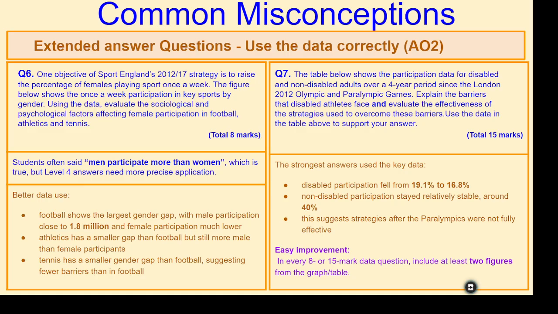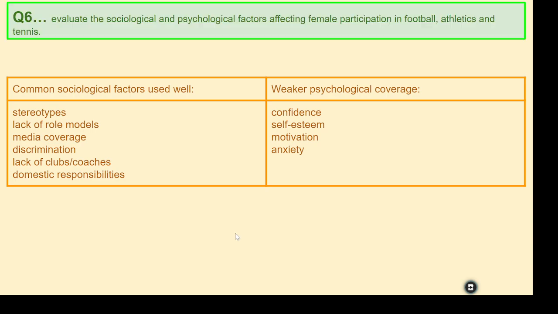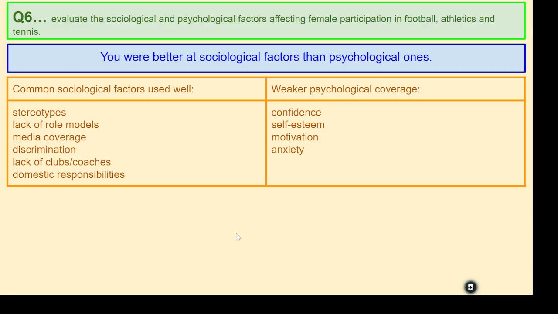Note the bit that I've put in purple. Exam strategy technique: whenever you get something that talks about data, include at least 2 figures from the graphs or the table that you were provided with. So that's about data.